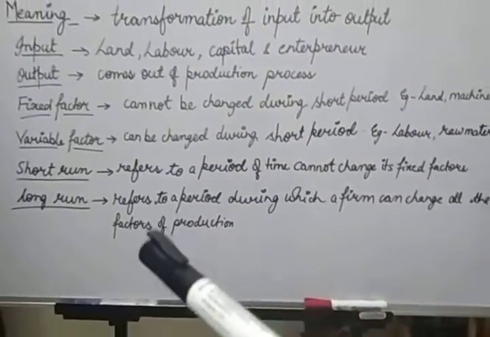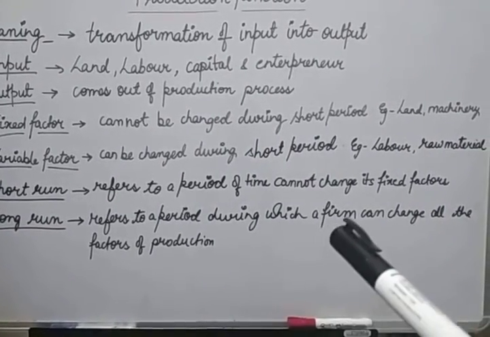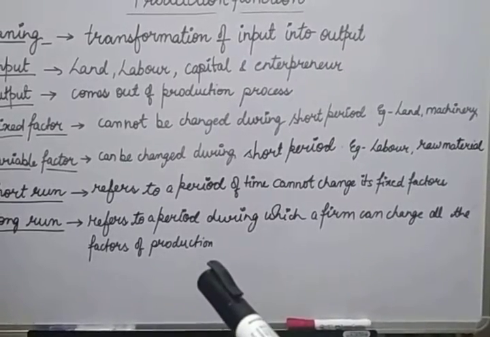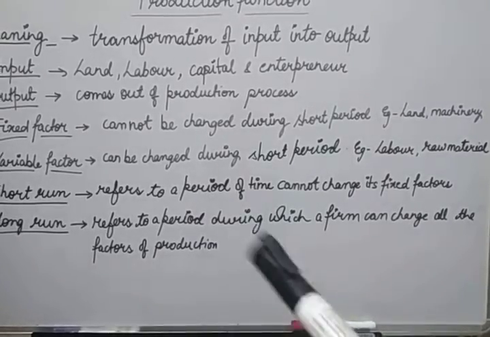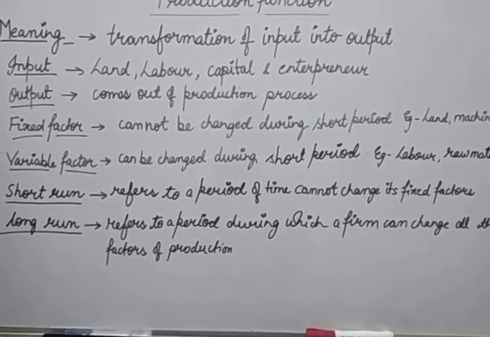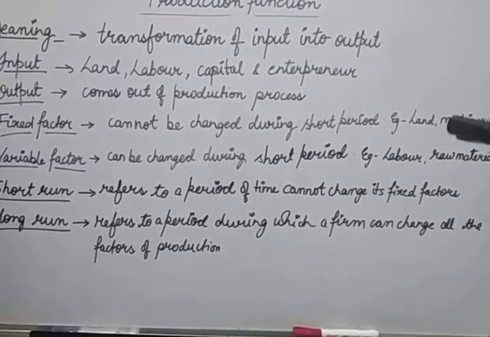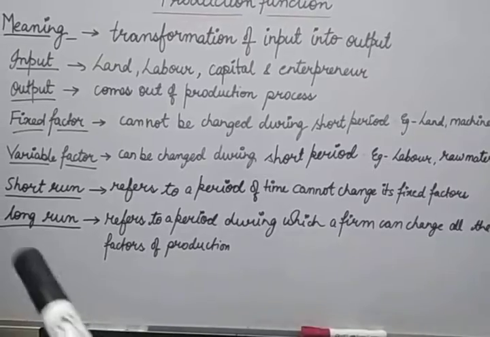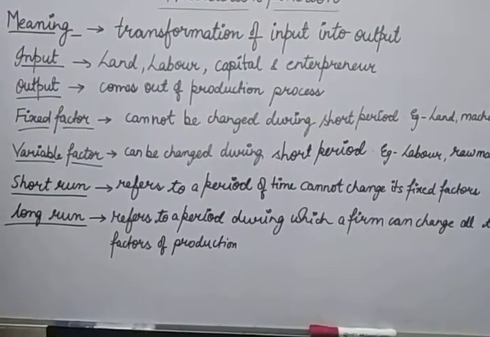Now next one is the long run period. Long run period refers to a period during which a firm can change all the factors of production. That means in this time period, whether it is a fixed factor or a variable factor, everything is changeable. After 5 years or after 10 years, we can change land also, machinery, plant, building, labor, raw material. Everything is changeable in the long run.